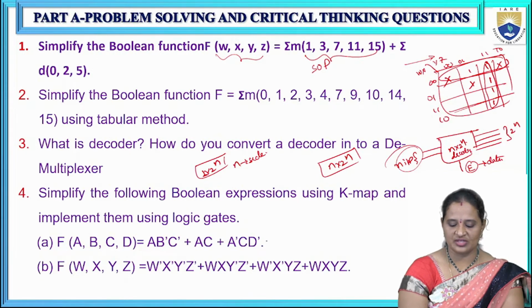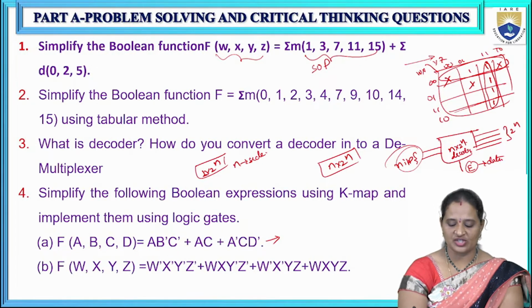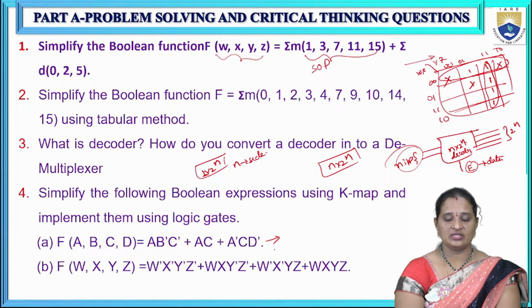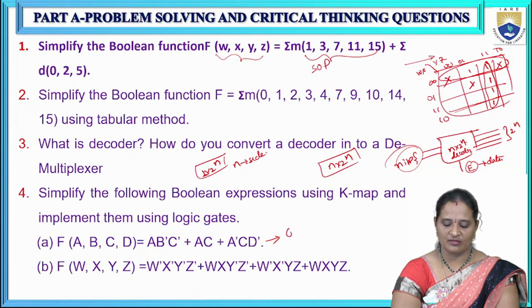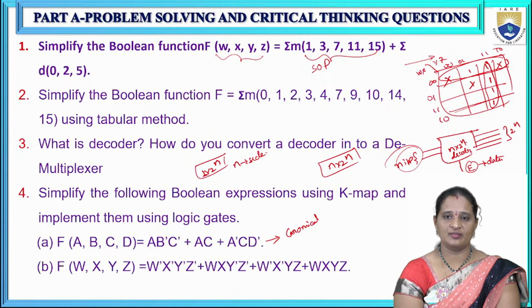Next, simplify the following function using K-map and implement it using logic gates. Here the function is given, and I want to implement it using K-map. In order to simplify this, first we need to convert it into canonical form. So we need to check whether each term has all the variables or not.